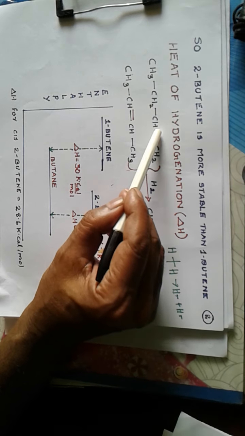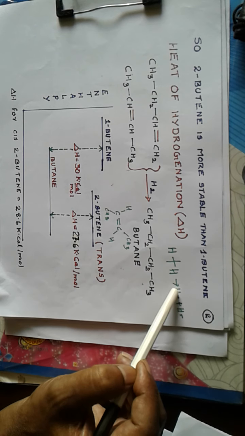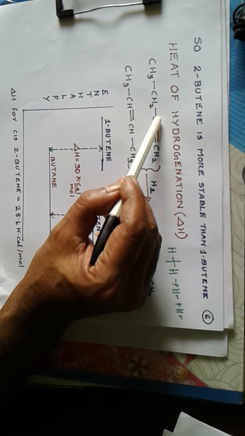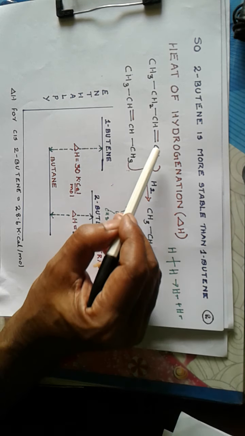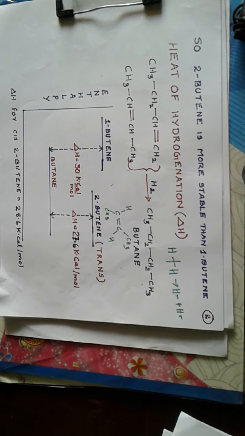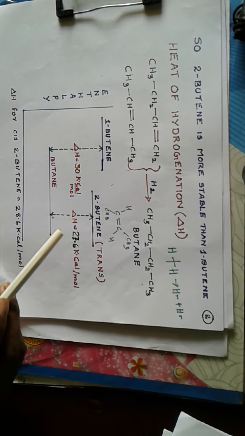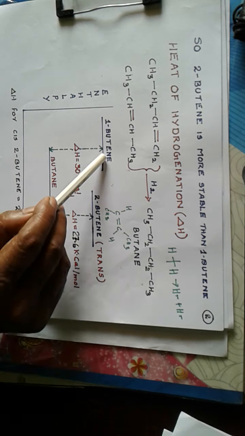Now during addition, the pi bond breaks, creating two valencies over the carbon atoms. The H-H bond breaks, creating an H with a valency, another H with a valency. The valency over this H will unite with the valency created here, producing a C-H sigma bond. Here also a C-H sigma bond is formed, and the C-H sigma bond is a stronger bond. So during its formation, a very large amount of energy is released. So two C-H sigma bonds are formed, liberating a large amount of energy, so that the enthalpy of the product butane will be lower than that of 1-butene or 2-butene.